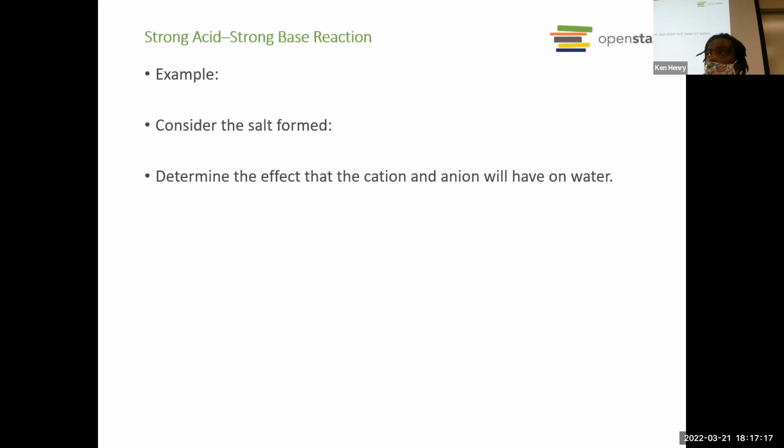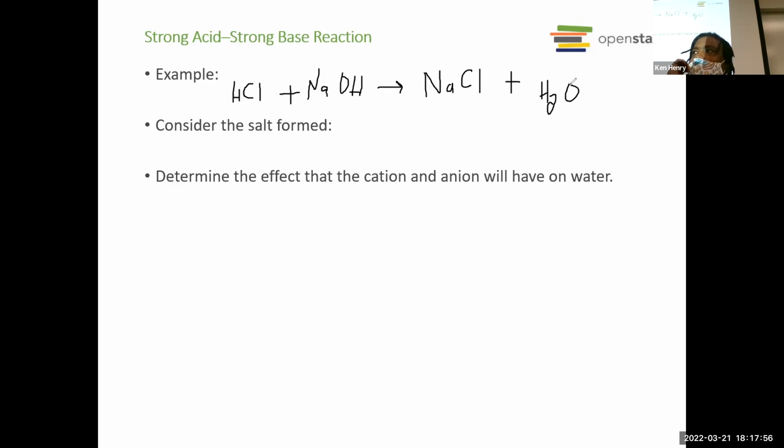So I gave you an example of a strong acid and strong base earlier. That was HCl. In that case, we're going to get the formation of sodium chloride as our salt, plus water.